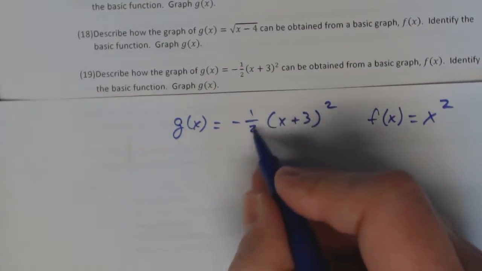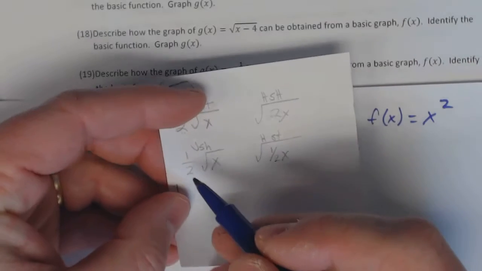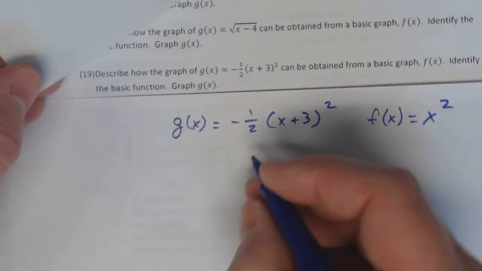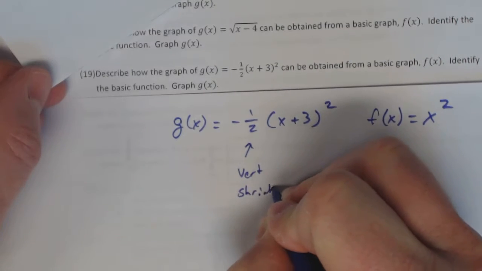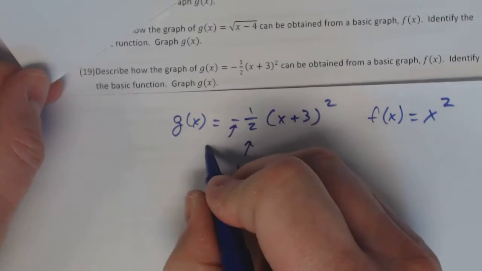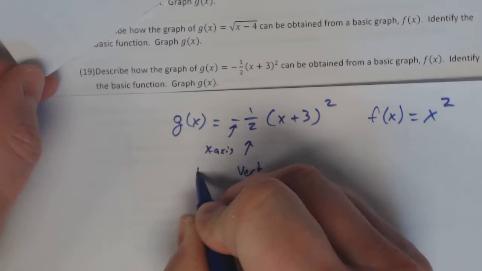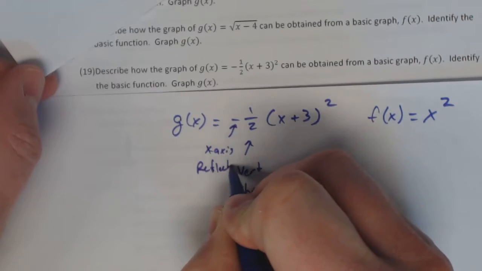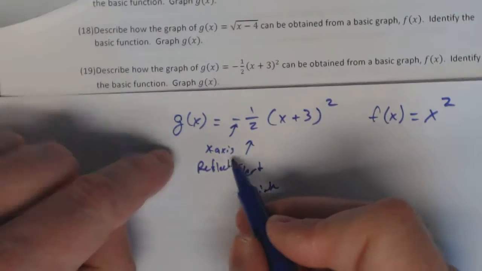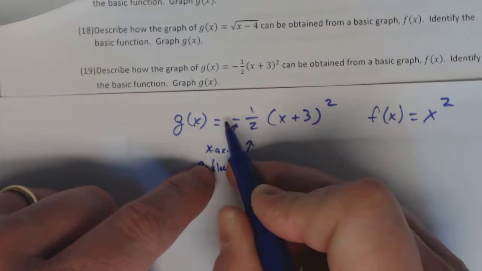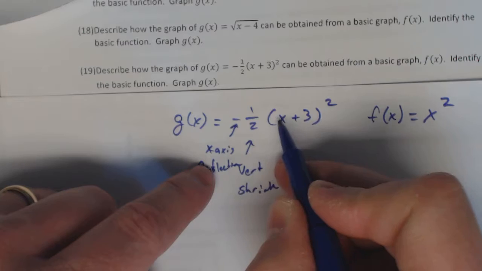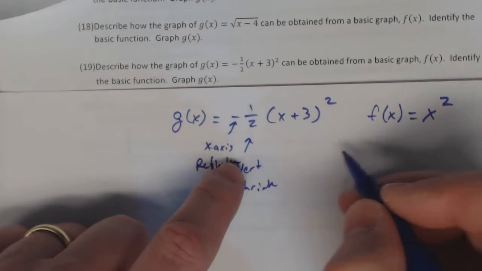Well, remember the 1/2, it's out front. If it's out front, it's a vertical shrink. The minus out here is going to be an x-axis reflection. Oh, by the way, what would make it a y-axis? That negative would actually be on the x. It would be right here next to the x. That's how you do a y-axis reflection.